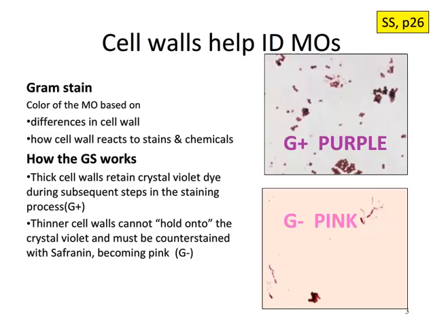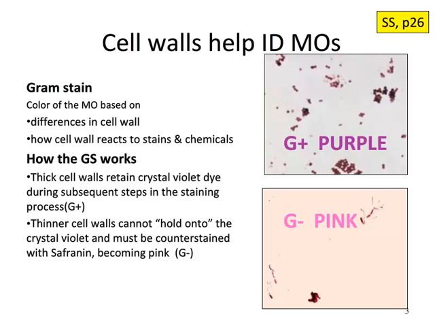And here's how the Gram stain works. Different cell walls react to the stains and the chemicals in the Gram stain in different ways. Because the Gram stain is a step-by-step process, the application of chemicals and dyes from one step to another is influenced by that cell wall. Thicker cell walls retain or hold on to that crystal violet dye. Thinner cell walls, as they go through the entire step-by-step Gram stain process, cannot hold on to that crystal violet dye, and it's necessary to actually counterstain them with another dye or stain called safranin.